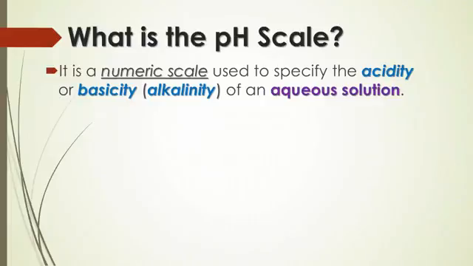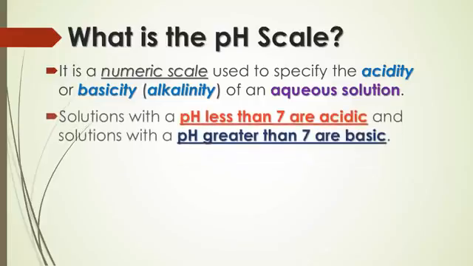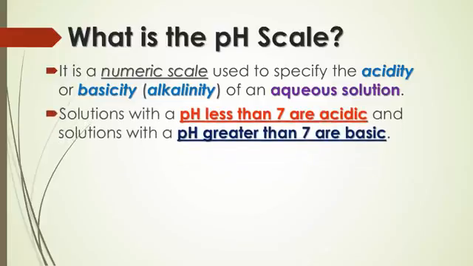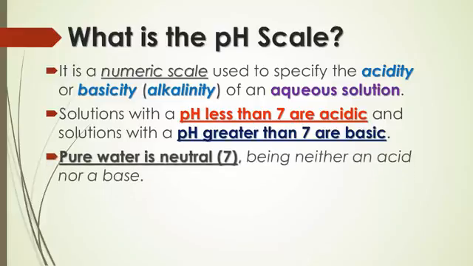So, what is the pH scale? I mean, you've all heard of it. You probably have seen it before in other classes. It's a big thing in biology. The pH scale is a numeric scale that basically talks about acidity to basicity, or alkalinity, of an aqueous solution. So we said anything that is less than 7 is acidic and anything greater than 7 is basic. We know that pure water is neutral. If you watched the video that we posted on the self-ionization of water, you'll understand why it is neither acid nor base.